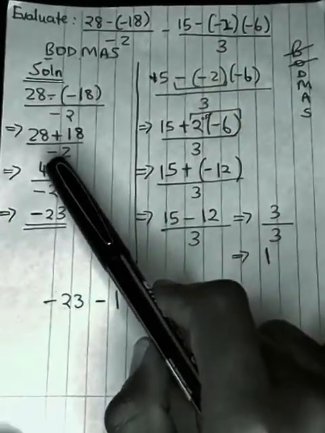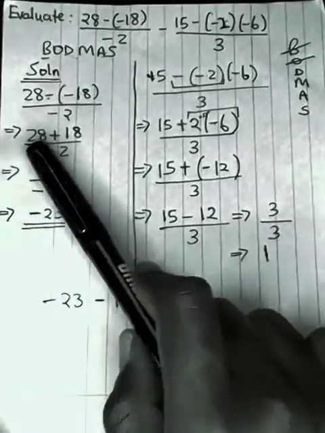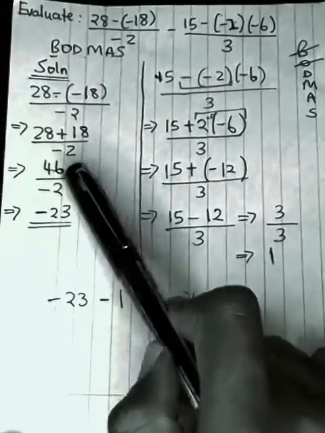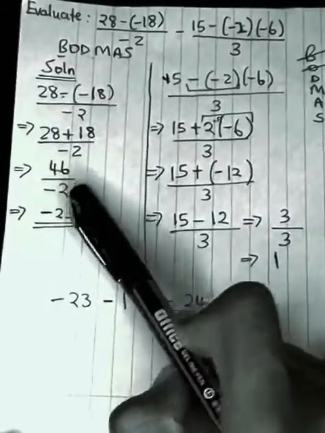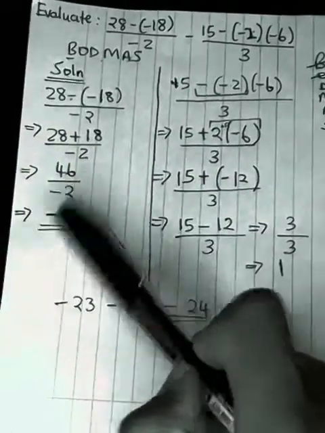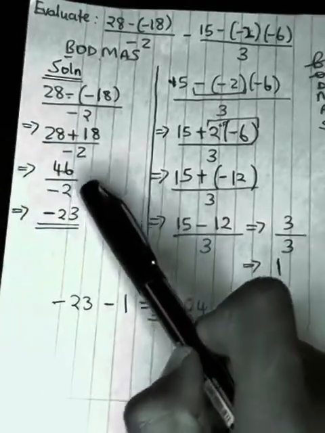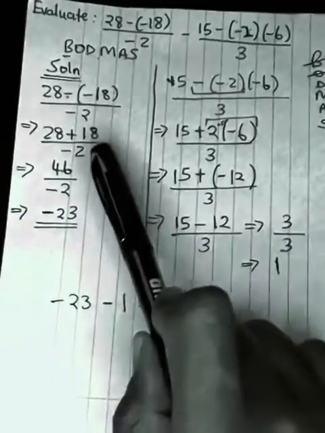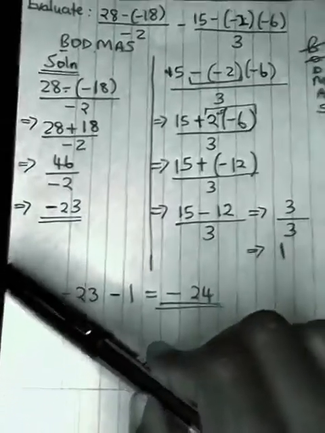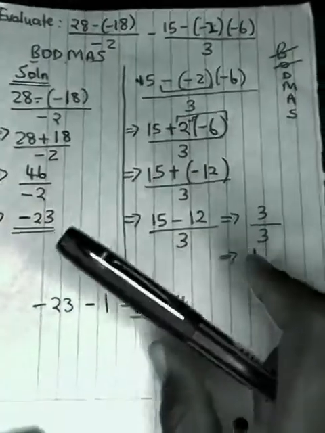Then over minus 2. When you add the numerator part, 28 plus 18, it should give you 46, all over minus 2 as it was. When you divide by 2, it will give you a negative value because of the negative sign in the denominator. And you will discover that 2 times 23 gives you 46. Hence, the value of the left-hand side of the subtraction is minus 23.